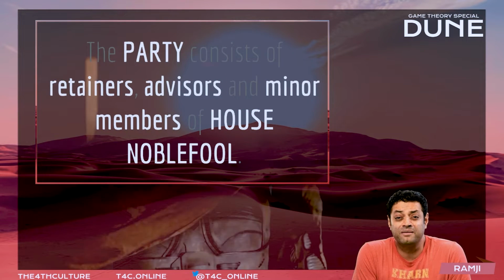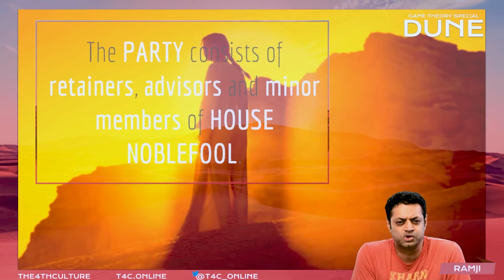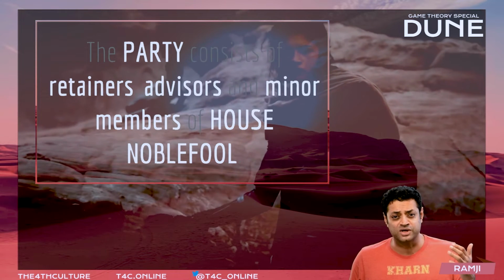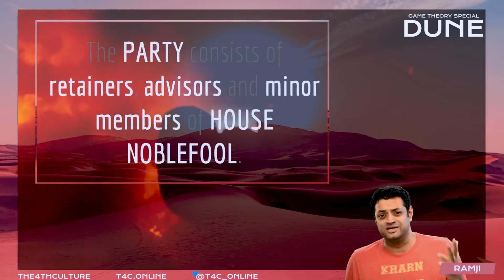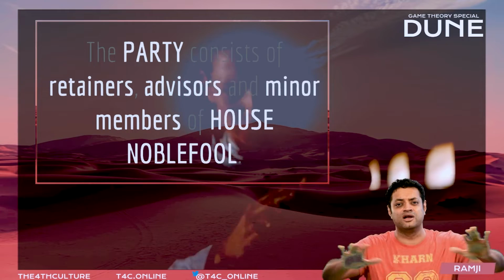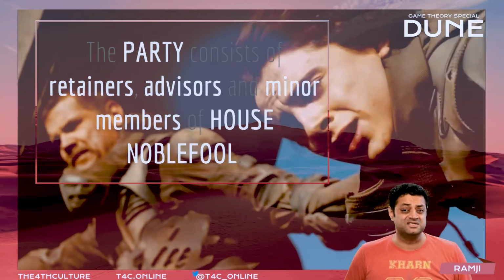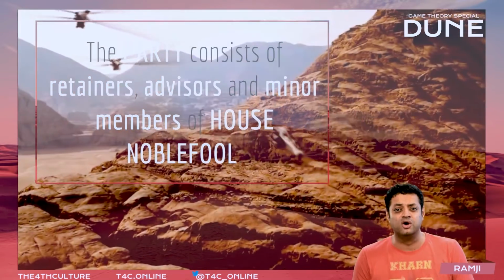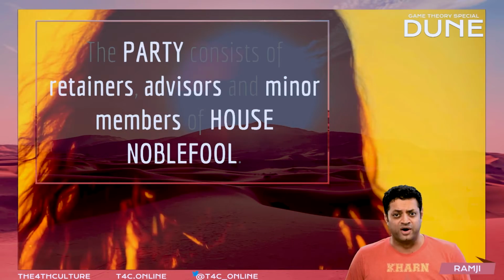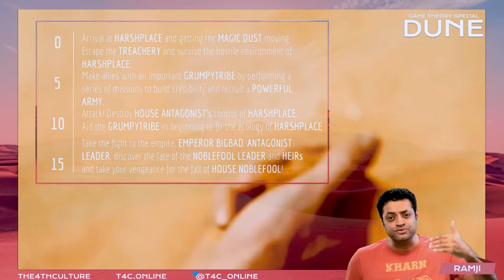You have a reason to be there because the Emperor has given House Nobleful the control of the HARSHPLACE. And so as loyal members of House Nobleful, for whatever reason you're going, whether you're the cook, the butler, a junior doctor, a security guard, you could be anything that's part of the broader context of House Nobleful, a teacher, a gardener, it doesn't matter. You have a reason to have gone to the HARSHPLACE in order to support House Nobleful's endeavor to mine the magic dust.